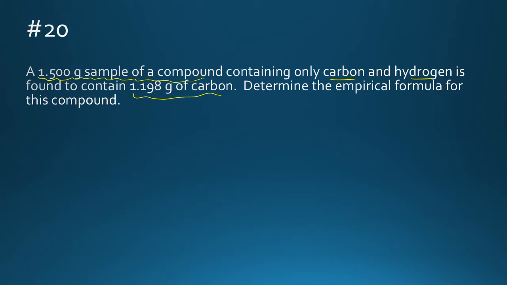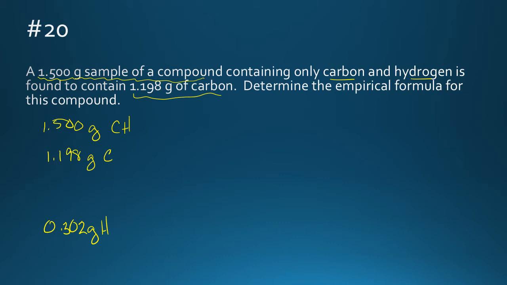We know that there's 1.500 grams of a compound containing those two things. I know there's 1.198 grams of carbon. You're right. We don't have the grams of hydrogen. How are you going to find that? That is correct. You subtract. So let's see, 1.5 minus 1.198 is 0.302 grams of hydrogen.